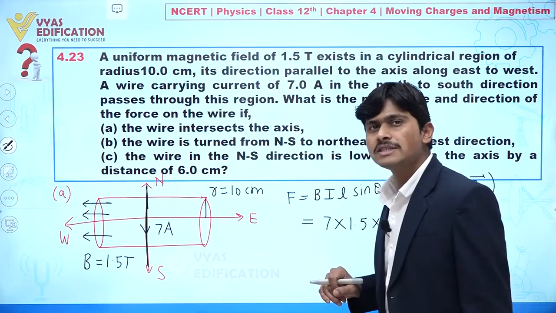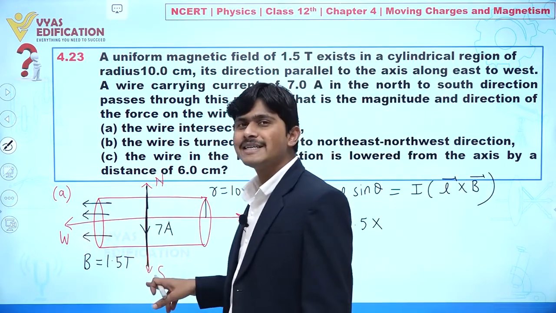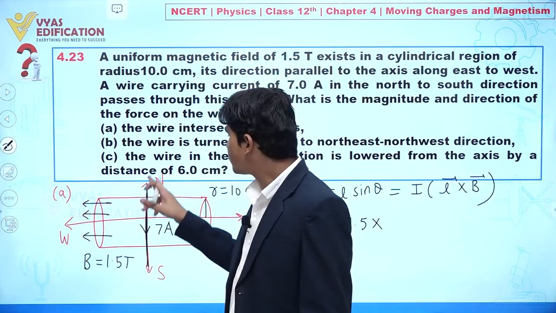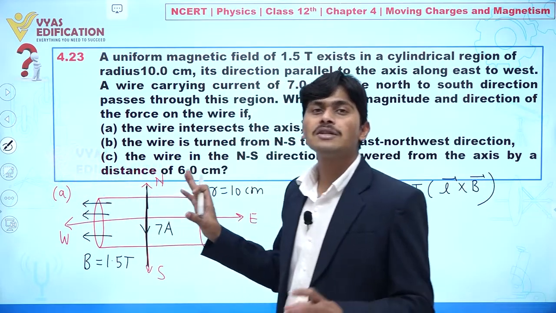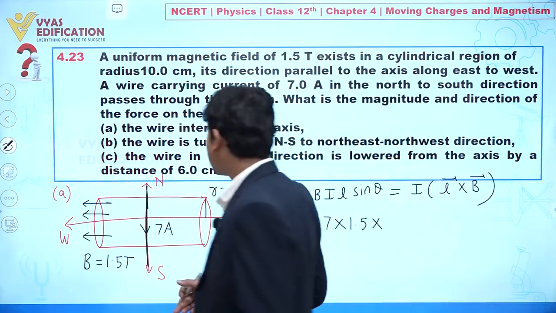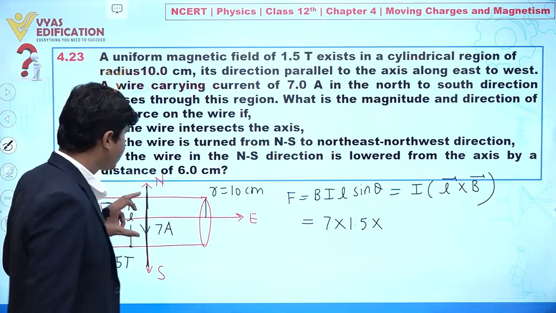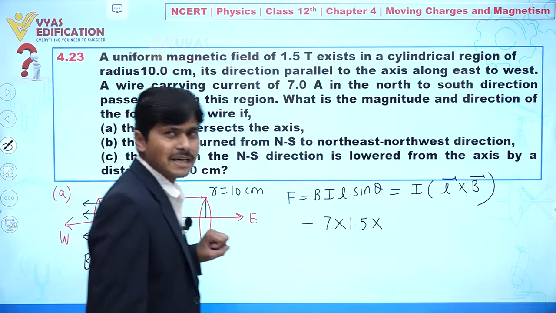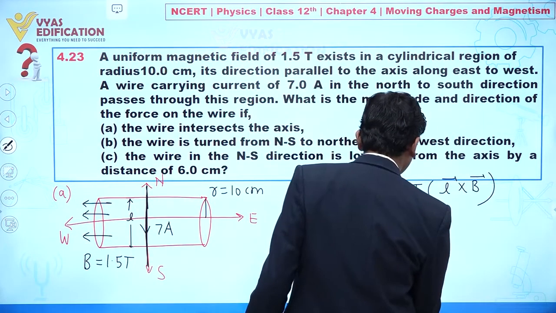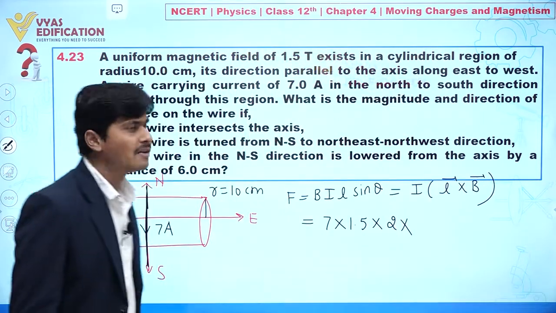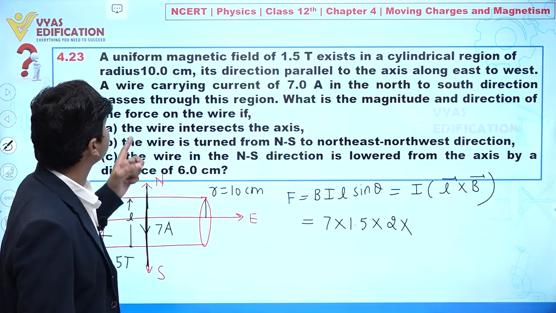Clear? Now actually this wire is intersecting the axis. It means we will take the length along the diameter. So we will take this length, let's suppose this length is L. Clear? And this length we can say L equals twice R. So this is 2 multiplied by the value of R. R is given to you, that is 10 centimeter.